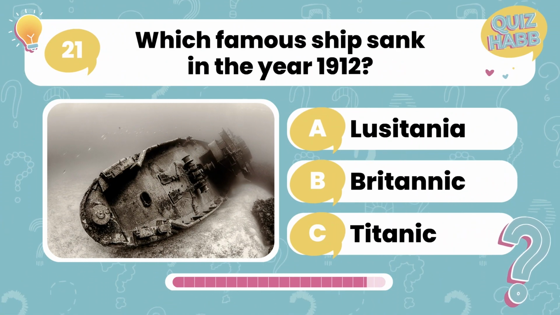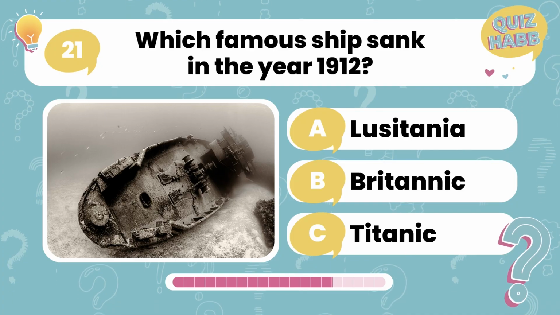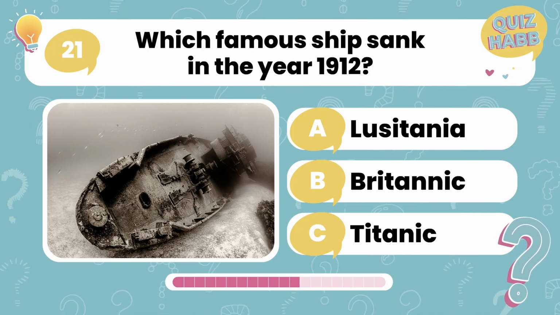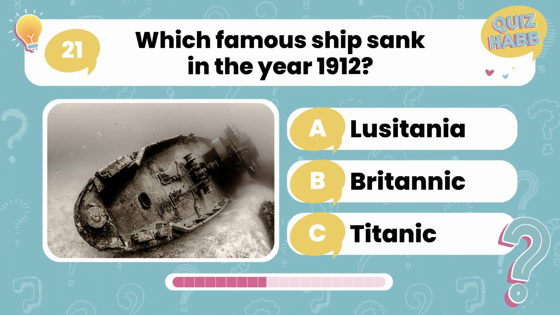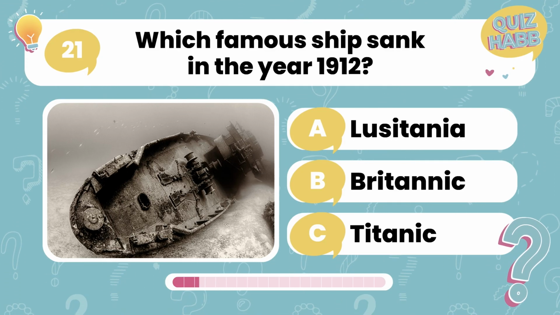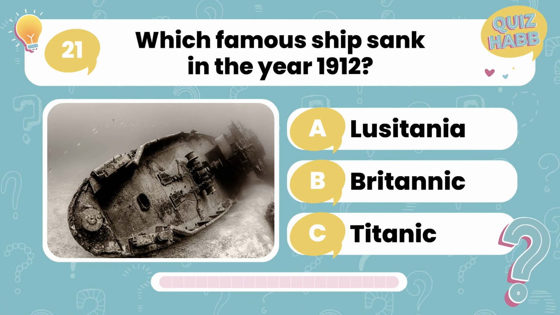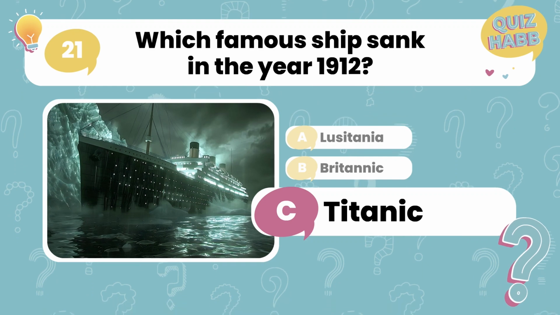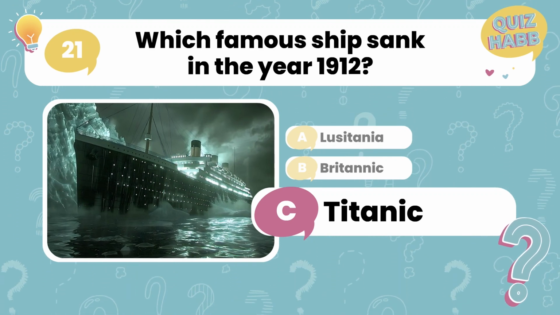Which famous ship sank in the year 1912? A. Lusitania. B. Britannic. C. Titanic. Correct answer, Titanic. It sank after hitting an iceberg.